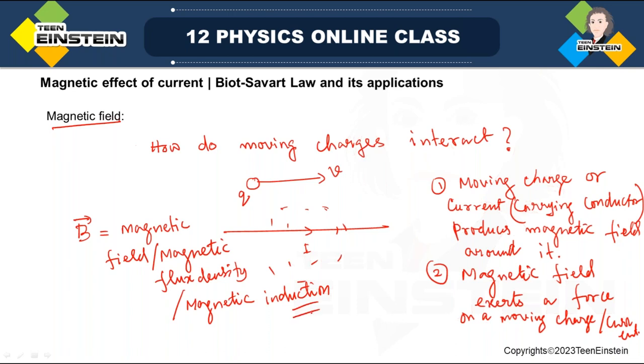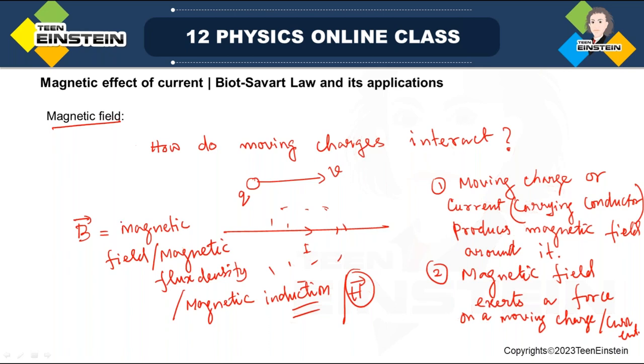Okay, so these are names. Magnetic field intensity is generally denoted by H. Obviously this has subtle differences between B and H. We'll discuss that later.